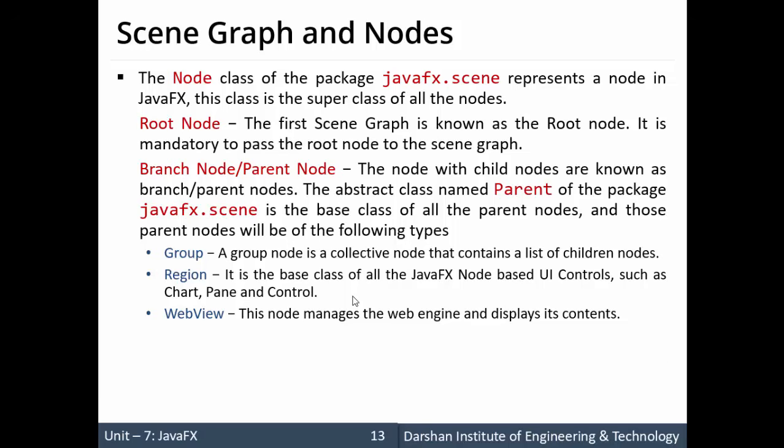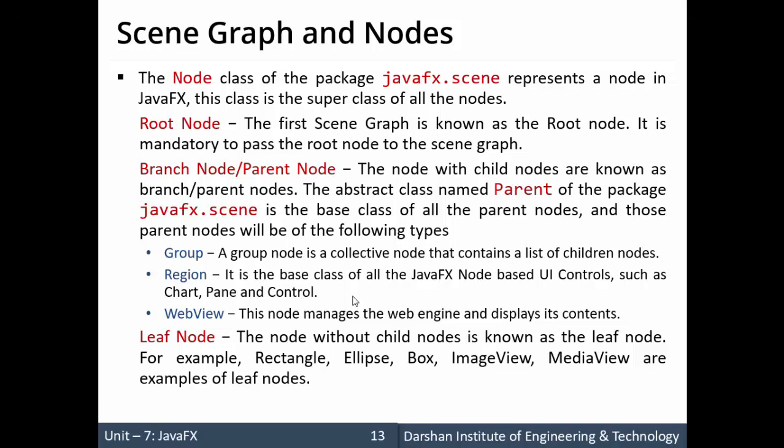So the third type of node, that is leaf node. Now these leaf nodes are the child nodes. That means consisting of rectangles, ellipse, box, image view, media view, can be button, can be label, can be text field, can be text area, anything. These are the leaf nodes where no other nodes are getting inherited. So these are the types of nodes which are added to the scene graph. And this scene graph is added to the scene, and lastly that scene is added to the stage, and that stage would be displayed onto our main output screen by using show method which we had seen previously.